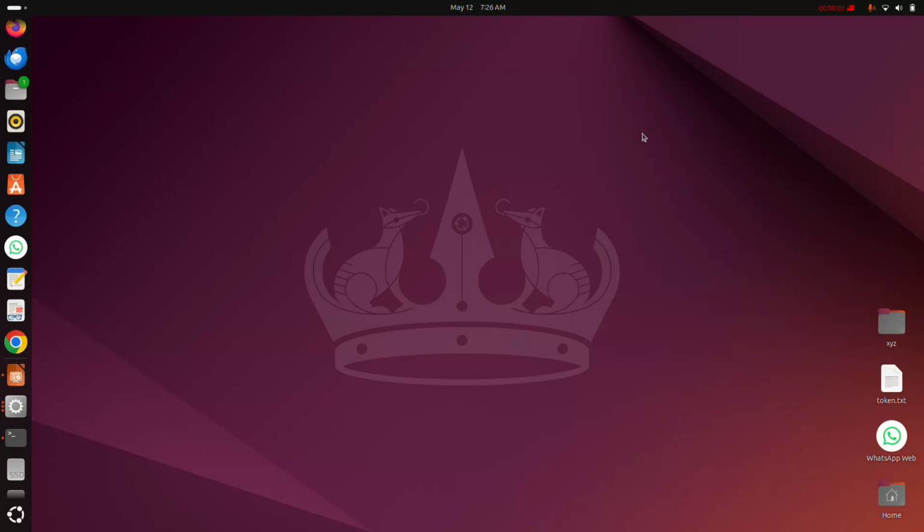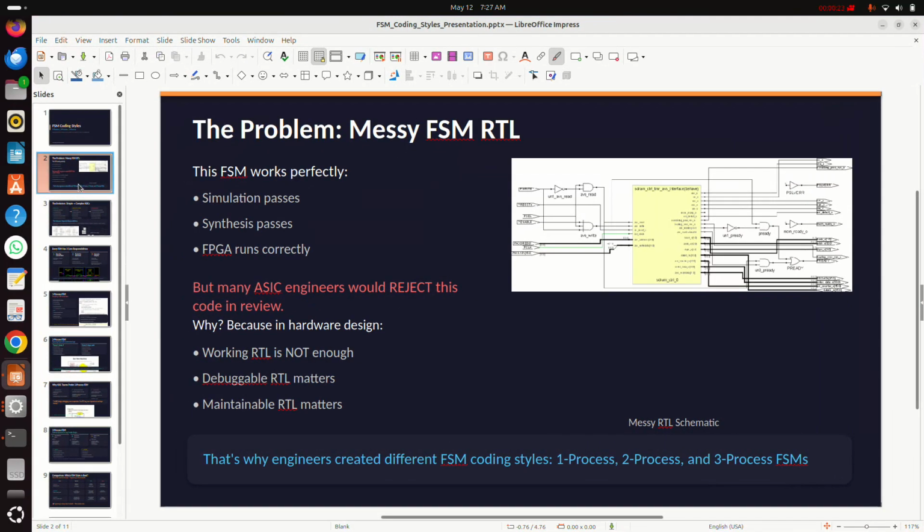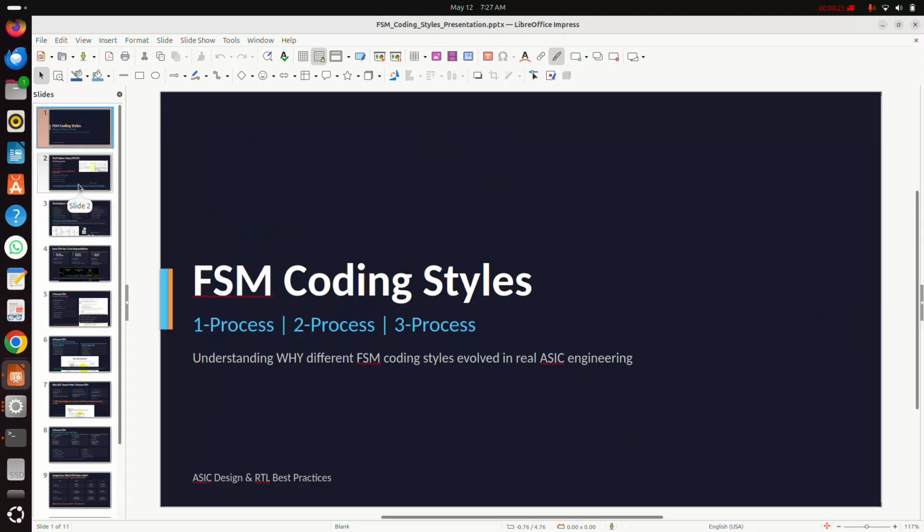Today's topic is the types in which we can write an FSM. The main three types are one process, two process, and three process. First of all, we have to understand why these processes are made in Verilog. So let us go. These are the three FSM coding styles: one process, two process, and three process.